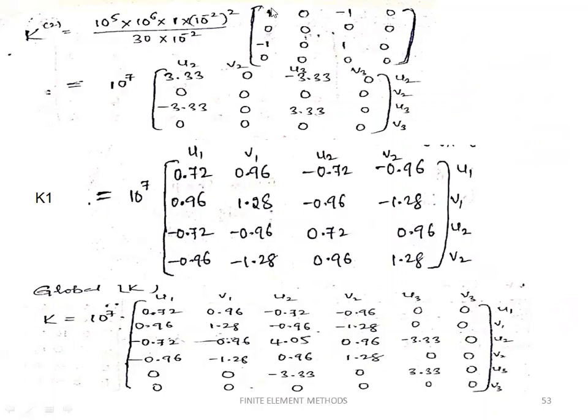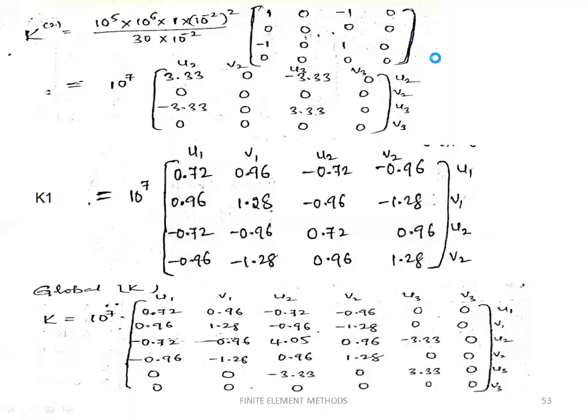So this is K2 equal to AE by L into the 4 by 4 matrix. Once you substitute C2 and S2, you will get 1 0 minus 1 0, 0 0 0 0, minus 1 0 1 0, 0 0 0 0. So this is a 4 by 4 matrix. Once you simplify, you will get 10 power 7 of 3.330 0 minus 3.330 0, 0 0 0 0, minus 3.330 0 3.33 0, 0 0 0 0. Now you need to give the row numbers and column numbers.